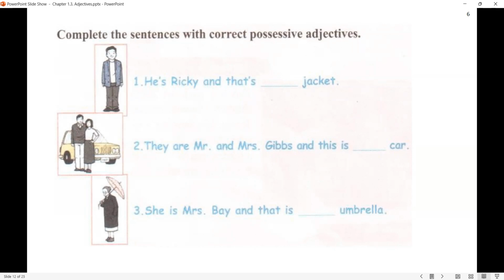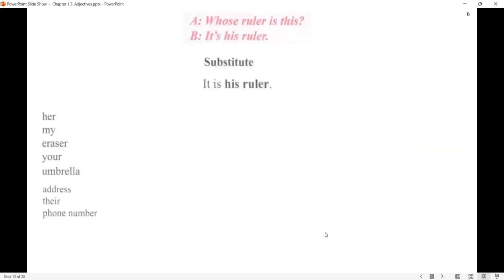Okay, let's check. He's Ricky and that's his jacket. They are Mr. and Mrs. Gibbs and this is their car. She is Mrs. Bay and that is her umbrella.